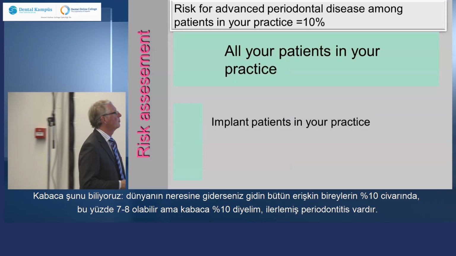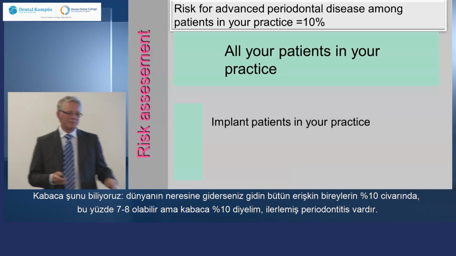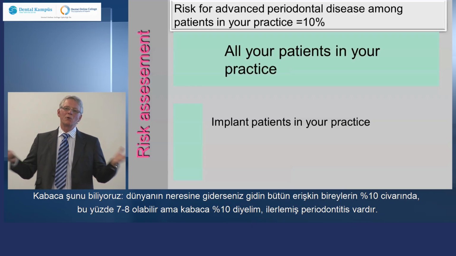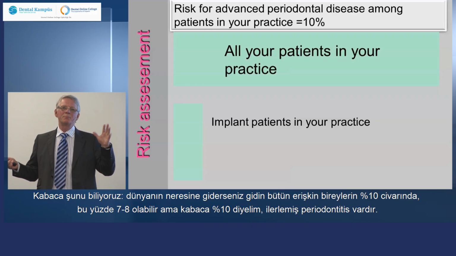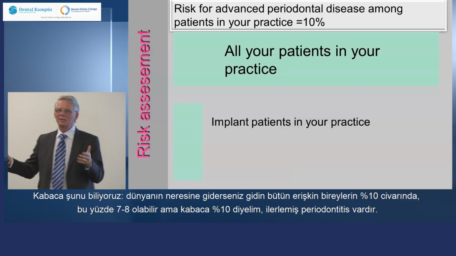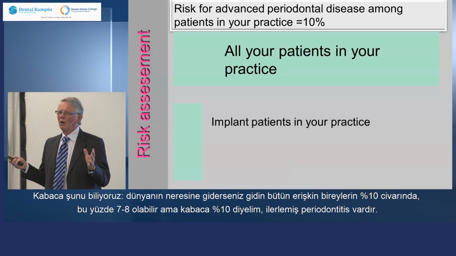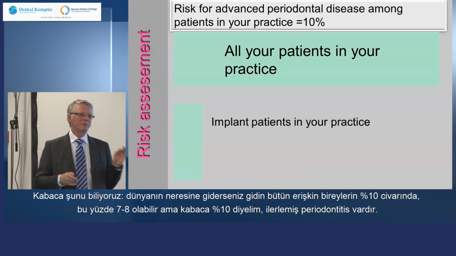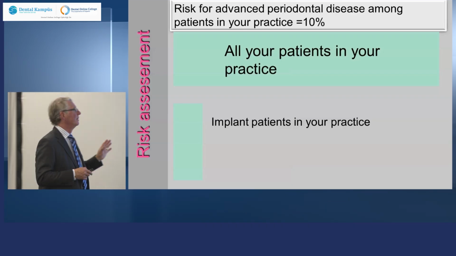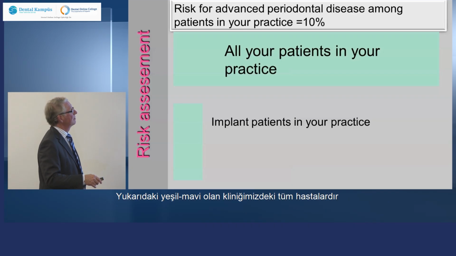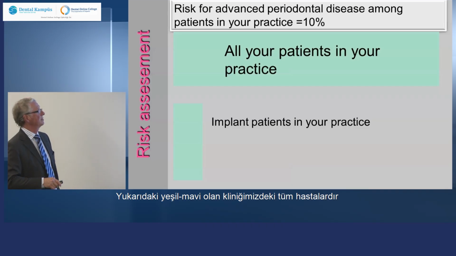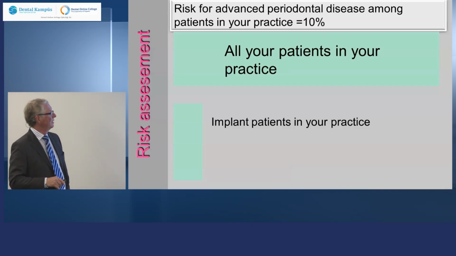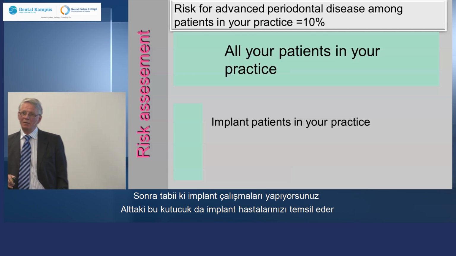We know roughly that, regardless of where you go in the world, around 10%, it could be 7, it could be 8, but around 10%, say, of adult individuals have advanced periodontal disease, roughly. So this box here is all your patients in your practice. And then you, of course, do some implant therapy.